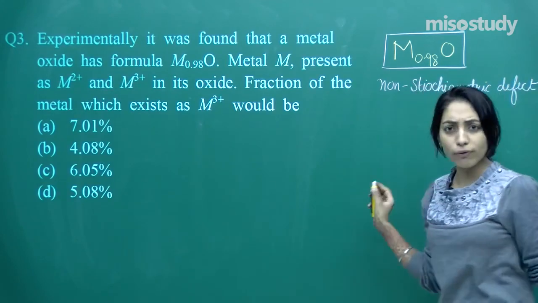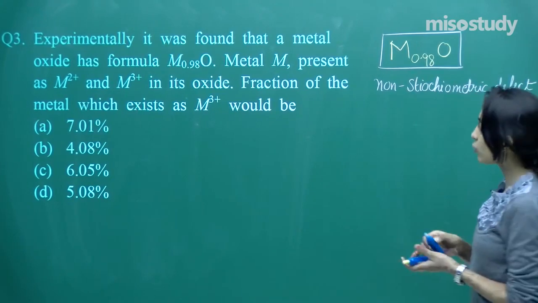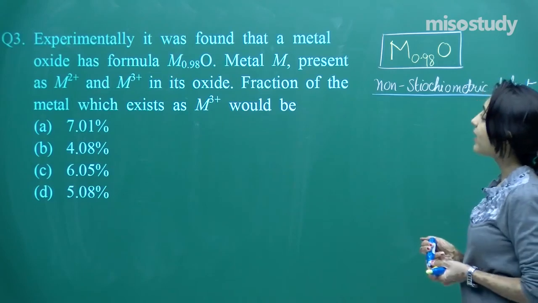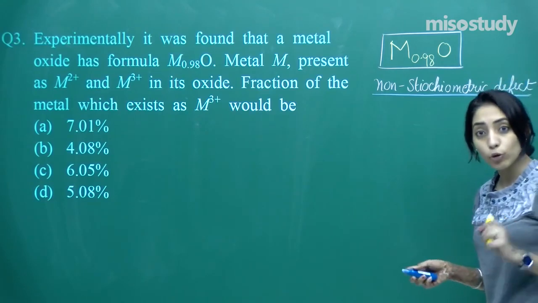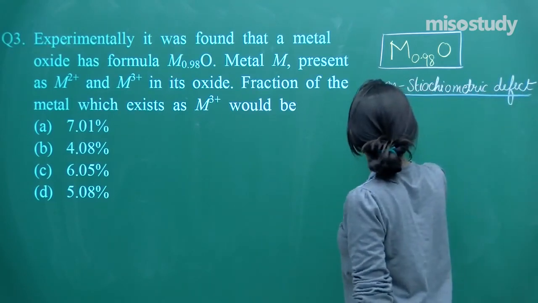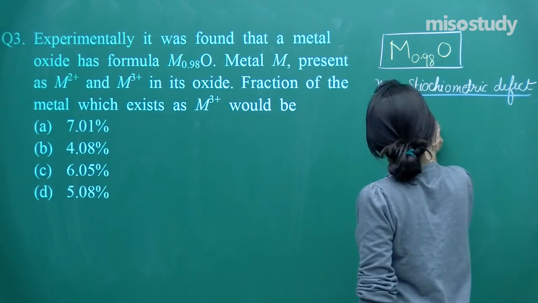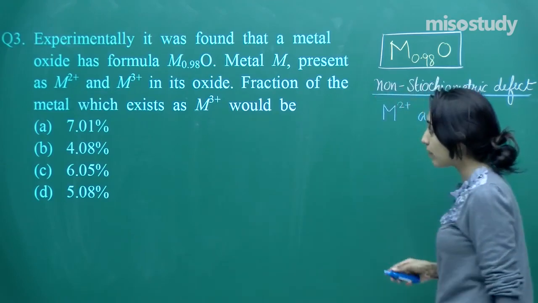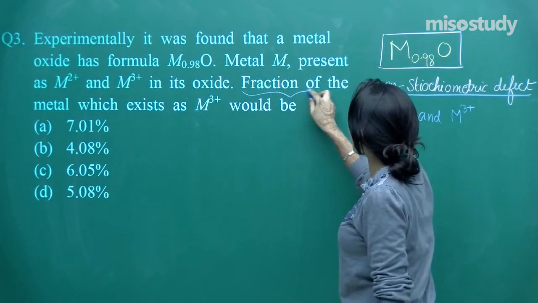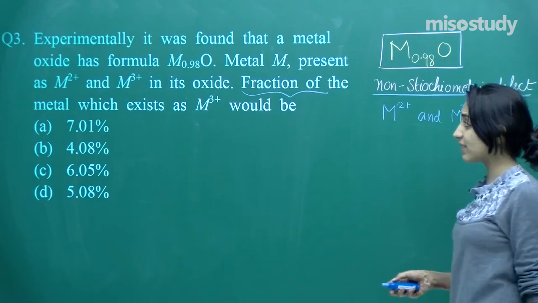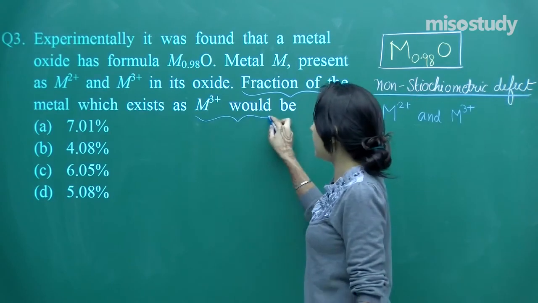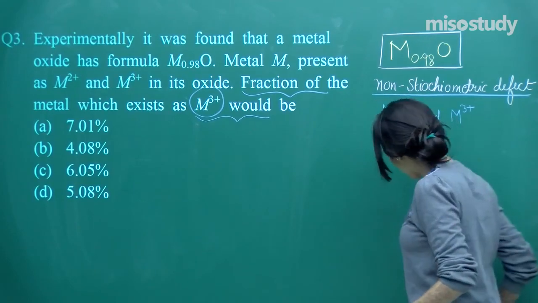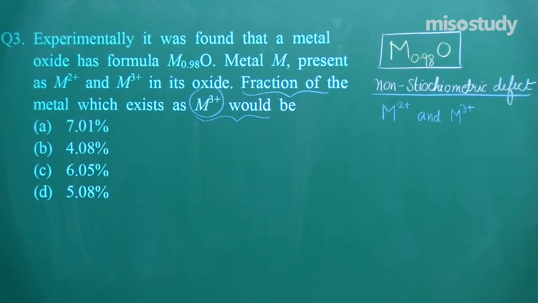Okay, so that is of no use to me in the question, but I just told you as a revision part. Now he is saying that the metal M is present as M2 plus as well as M3 plus. This metal is present both as M2 plus and M3 plus. So what is the fraction of metal which exists as M plus 3? He is basically asking you for M plus 3. Let us try to figure out the answer.